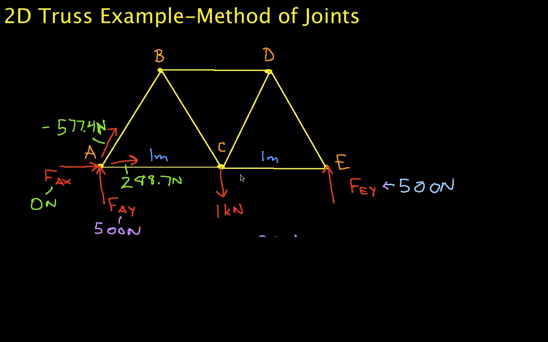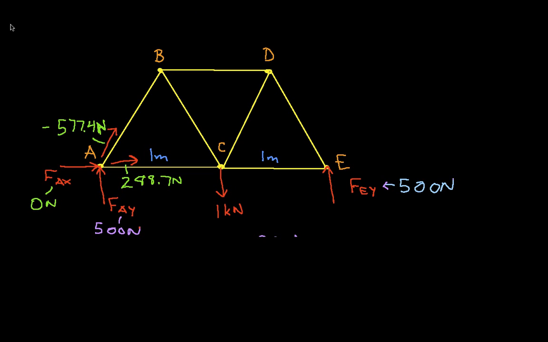Welcome to part 2 of this video, in which we're using the method of joints to find the tensions in each of the members of a 5-joint, 7-member truss, which I've got drawn here. In part 1, we were off to a good start. We had found the tension in member AB, this is TAB, and we'd found the tension in member AC.